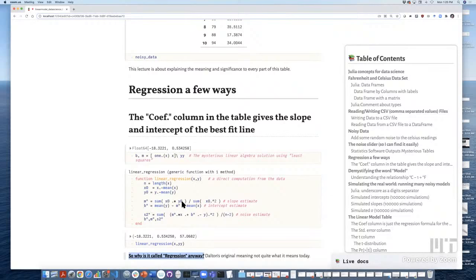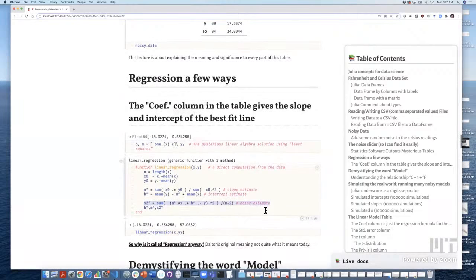Exactly why this formula works is not something I'm going to do today. It's not hard to explain, but we're not going to do that today. B, the intercept, once you have the slope, you can see the intercept is the point on the line which has the mean of x and the mean of y. So this formula, I think, is easy to understand, right? It says that the intercept plus the slope times the mean of x is the mean of y. Okay, and then I'm going to throw in a noise estimate, which is the sum of squares divided by n minus 2 for various reasons.